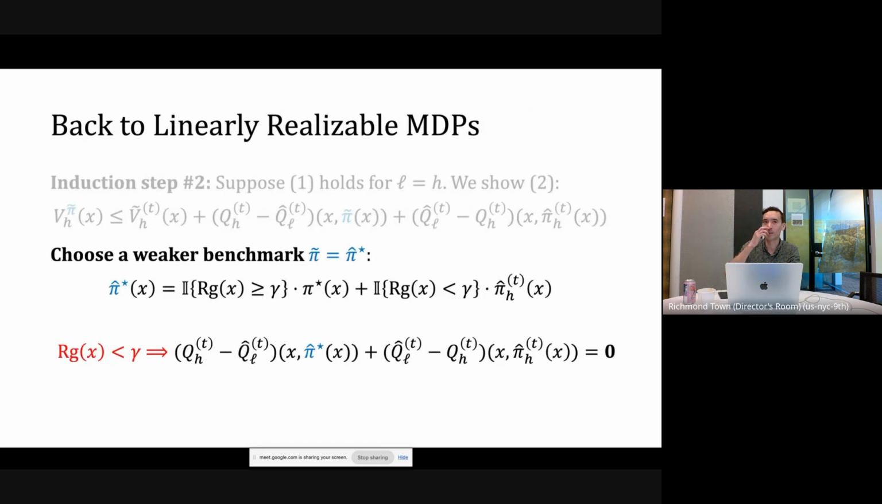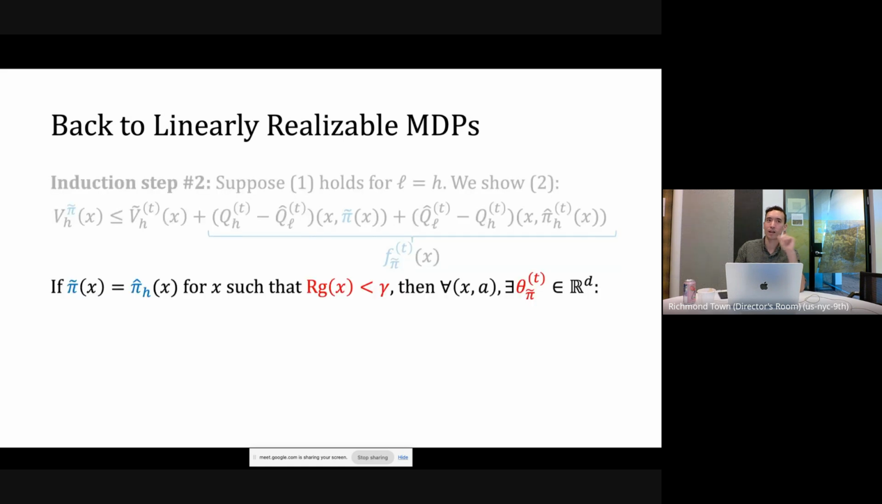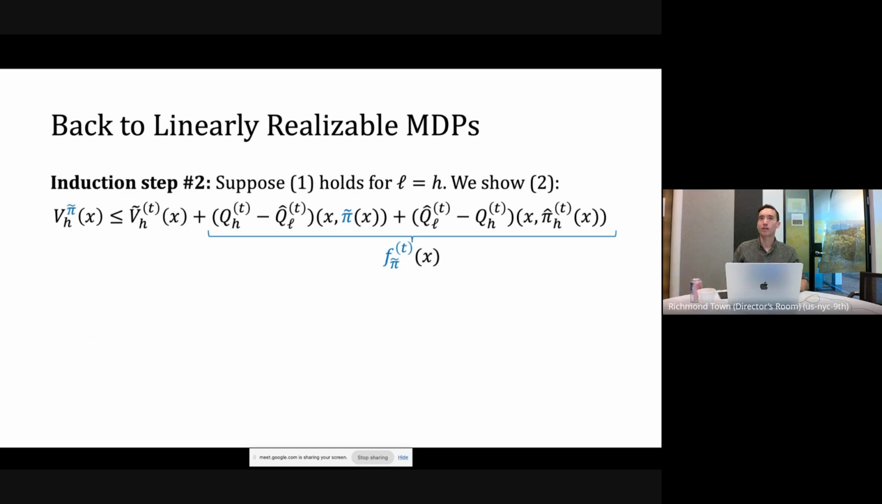If you choose this benchmark pi hat star, it's as if you're multiplying by the indicator. So if you define f t x to be this error, then as long as you choose pi tilde to be equal to pi hat on low range states, this conditional expectation is going to be linear. This follows just from property number 1. So you're calling this whole right-hand side the f function, whose conditional expectation you take. Yes. You can see that when pi tilde is equal to pi hat, these two terms will cancel. Yeah.